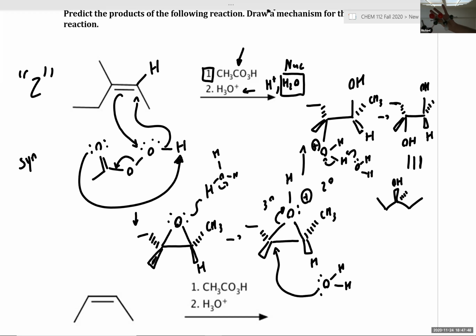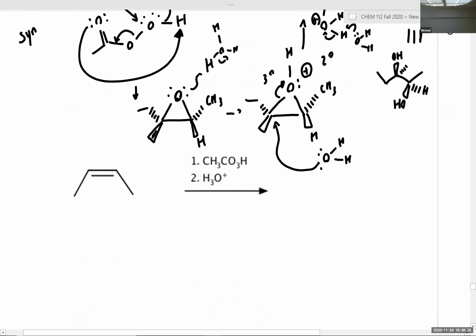Now let's look at the next carbon over. What group is pointing towards us on the next carbon over? The alcohol, yep. And what group is pointing away from us? The methyl is drawn in the plane of the page, so if the alcohol is pointing towards us, what group is pointing away from us? The hydrogen. Yeah. Perfect. Now let's do another rotation.